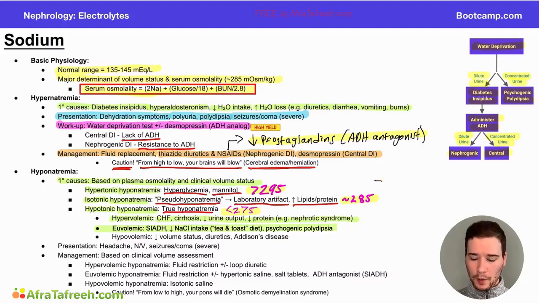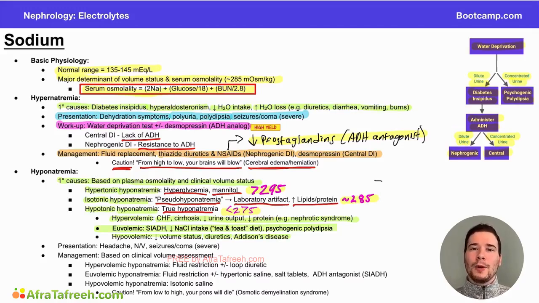And finally, hypovolemic hypotonic hyponatremia includes low volume status, diuretics, or Addison's disease. I think the low volume status should make sense to you, as well as the diuretics, right? If we're decreasing their sodium levels through diuretics and we're offloading their fluid, that's going to cause a hypovolemic state.